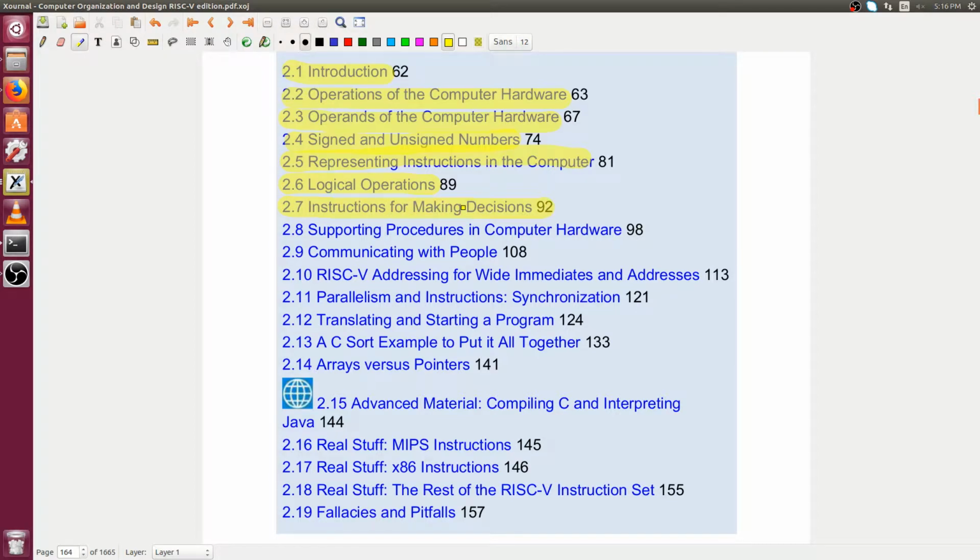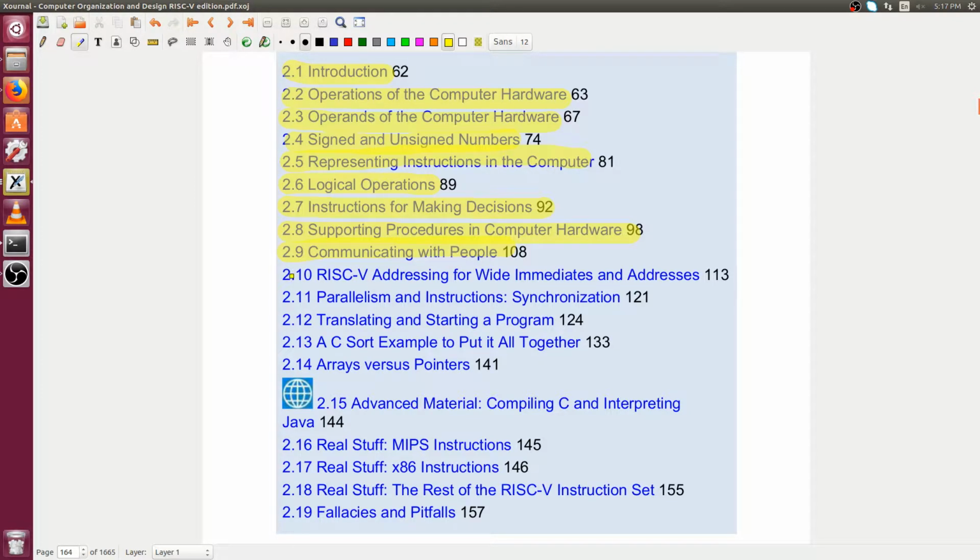We'll look at instructions for making decisions. When we do something like an instruction, we don't always want to calculate something. Sometimes we need to make a decision based upon the result of a calculation. So we'll look at those instructions. How do we support procedures in computer hardware? How is this data going to get back to people? If we were able to give a computer a bunch of numbers, it's pointless if somehow we don't have a way to read that back or understand what the computer got as a result. We don't want that to be something private.